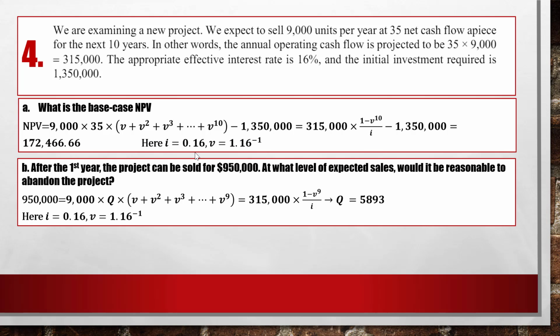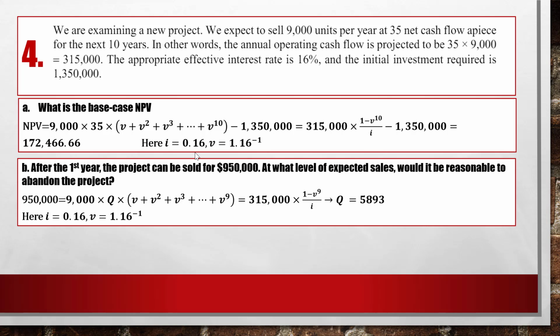Now, part B. After the first year, the project can be sold for $950,000. At what level of expected sales would it be reasonable to abandon the project? That means the question asks for the break-even level of the quantity that we should sell. That means we would have a break-even level, say a few thousand, and if we got lower than that, we abandon the project. So here, let's say Q is the level of expected sales.